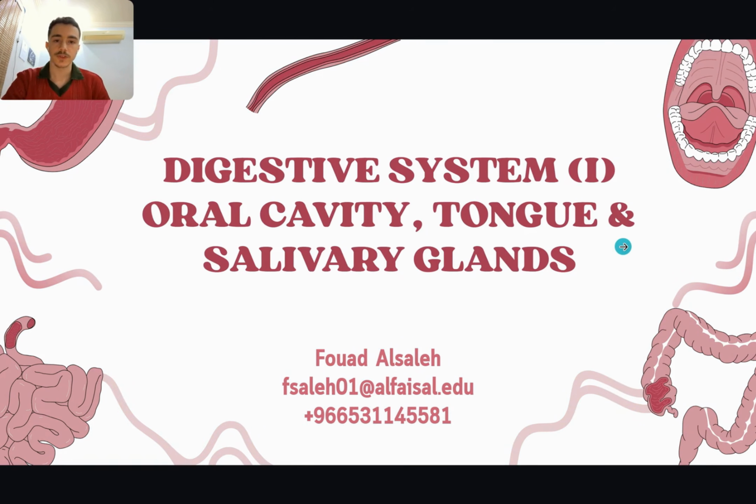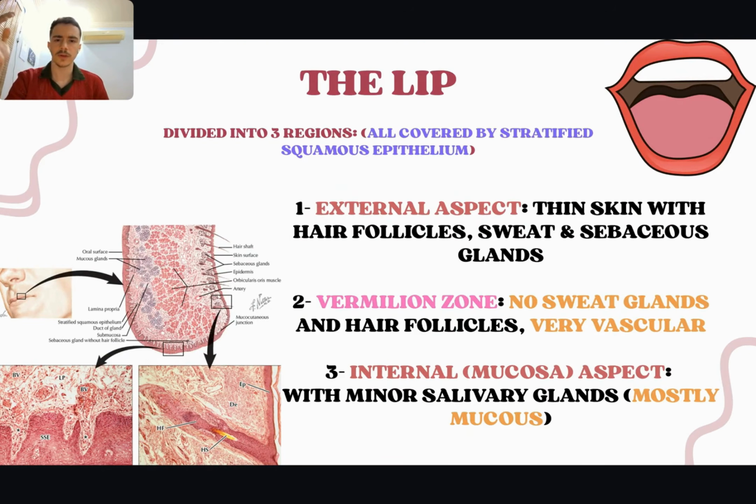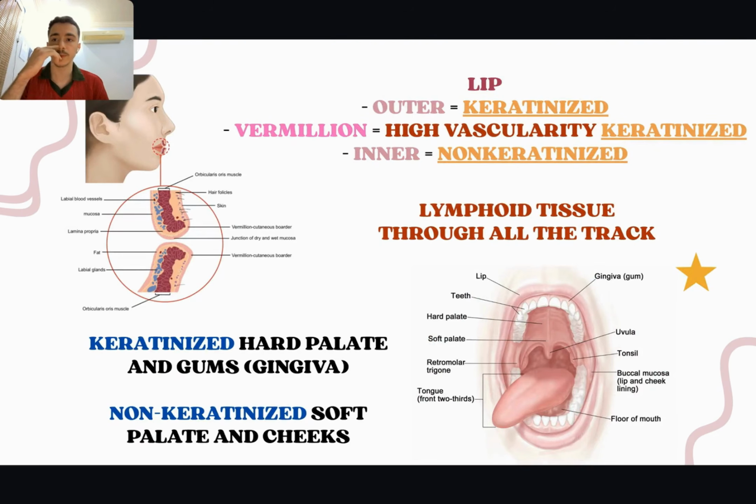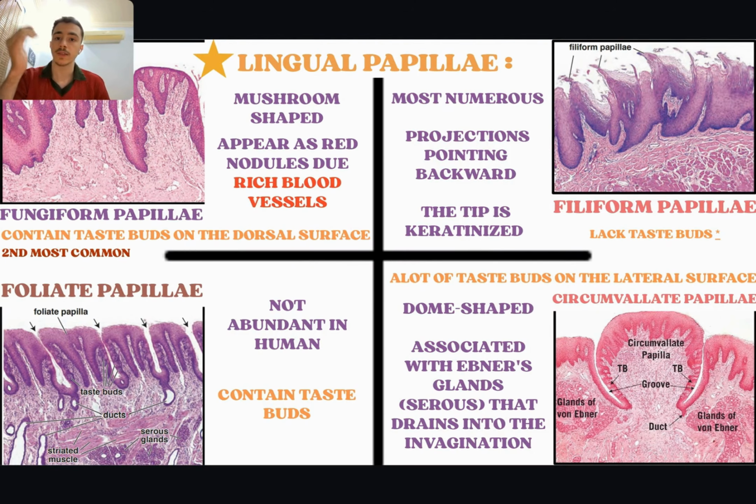So let's start. This was the first lecture we talked about in the previous video for me, digestive system one, the oral cavity and the tongue. I'm pretty sure most of you guys watched it, so I'm going to skip it. The lips, we talked about it, the three layers: the external, vermilion, and internal aspect. We also talked about the oral cavity, the tongue, the taste buds, and the lingual papillae: filiform, fungiform, foliate, and circumvallate. If you didn't watch the video, go to that video first and come back here.